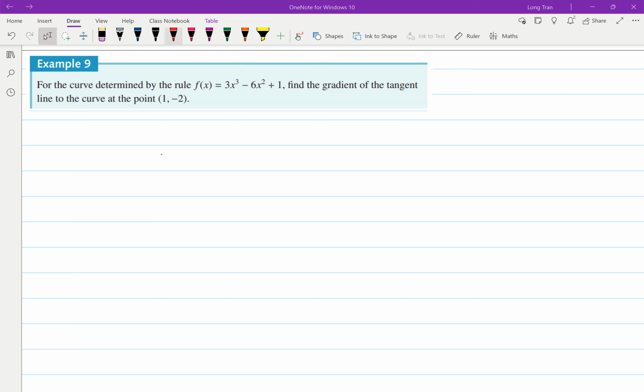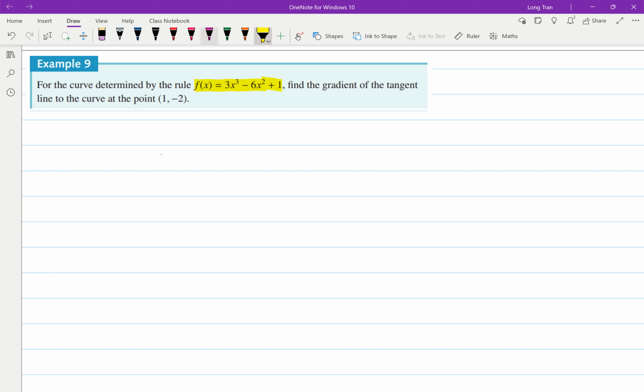Hey there, year 11s. We are now going to do a bit of an application, but really, hopefully, you've understood a lot of the theory. So here it says, for the curve determined by the rule, so this is your curve, this is your f of x. That's the function. It's a cubic function, right?